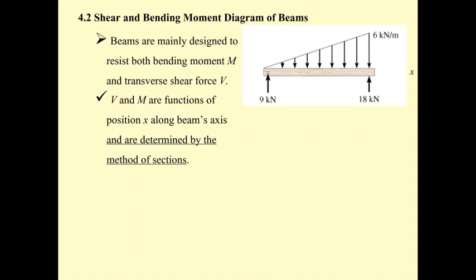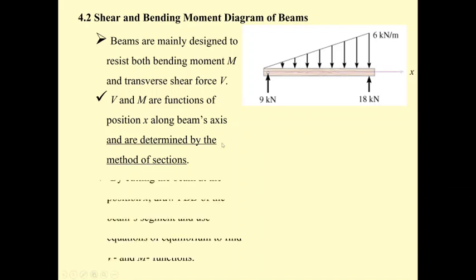to determine the bending moment diagram to obtain the maximum bending moment. The shear and the moment are the function of the position x along the beam axis. So we can use the method of section to cut the section of the beam and then use equation of equilibrium to determine the function of the beam.